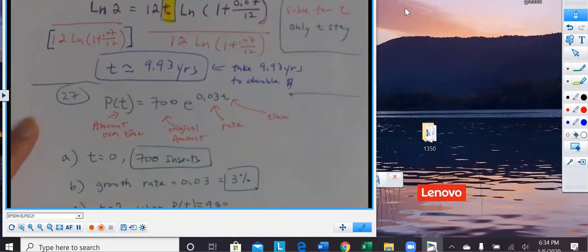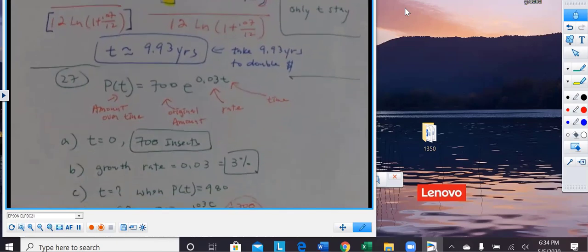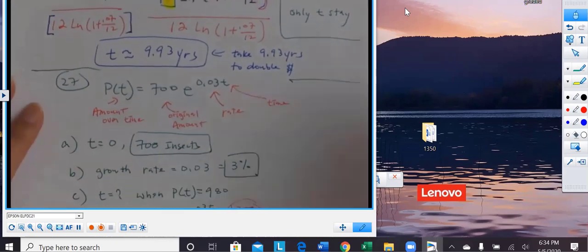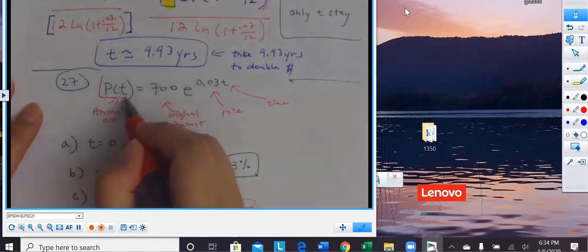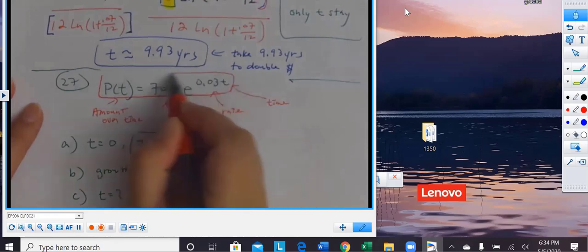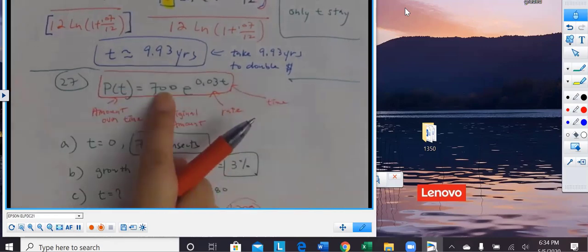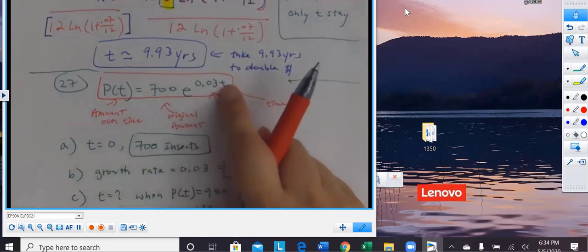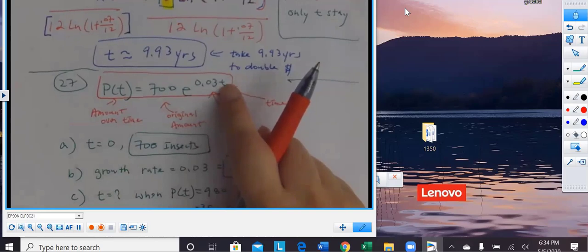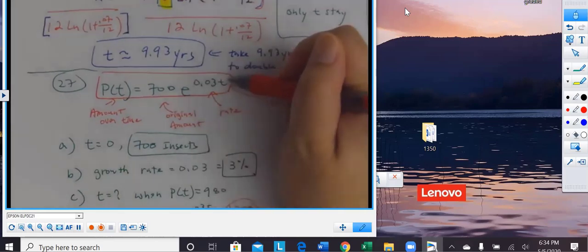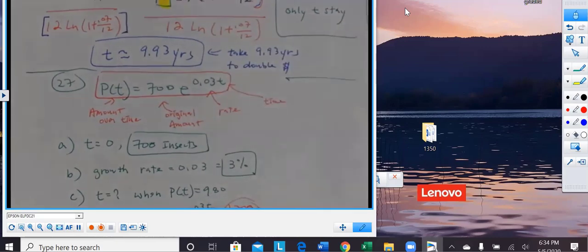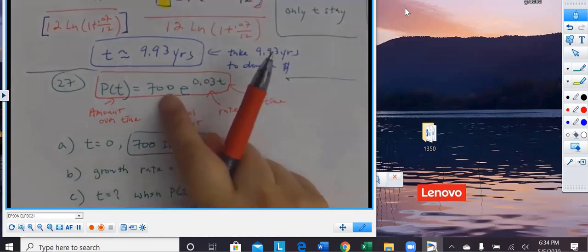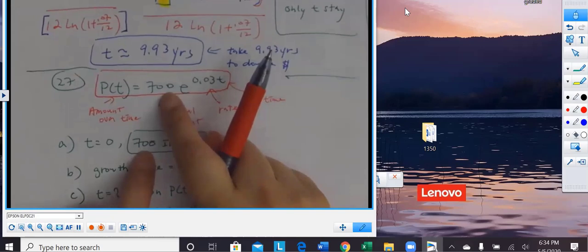Very last question. Number 27 is an exponential function. It looks kind of like the continuous compounding formula. This is the original amount, this is the e, this is the rate, and this is time. But for an exponential function like that, the time may not be years. So this question says the time is in days. The first question asks how many initial insects they have, which is this number, 700 insects.